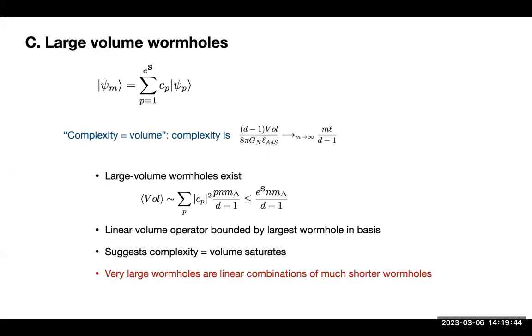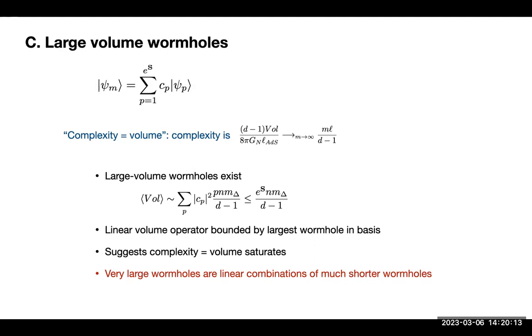Finally, just a few statements about these large volume wormholes. So this is the general basis. There is this complexity equals volume conjecture, where the complexity is related to the volume of the Einstein-Rosen bridge, which scales as the mass. Very large volume wormholes seem to exist. The shell masses would be very high, or I could have lots and lots of shells. But we expect that if the volume operator is linear, it should be bounded by the large volume of the largest wormhole in this basis. That should somehow saturate the definition of this volume operator.